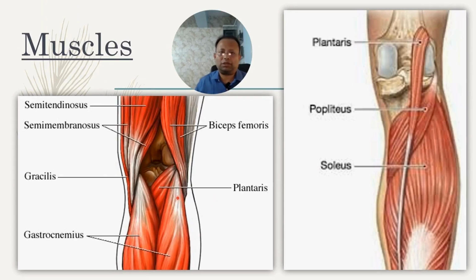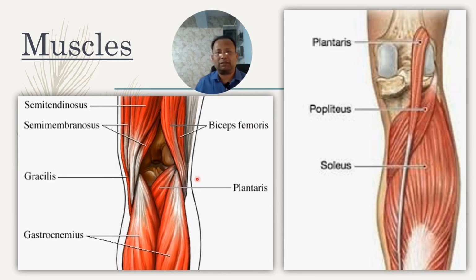Now we will see all the muscles. From the posterior side, there are only a few muscles. On the lateral side from above, we can see only the biceps femoris. Of course, it has two heads, short head and long head. In the medial side, it is only semitendinosus and semimembranosus. Now from below, the superficial muscle is the gastrocnemius, which has the medial head and lateral head.